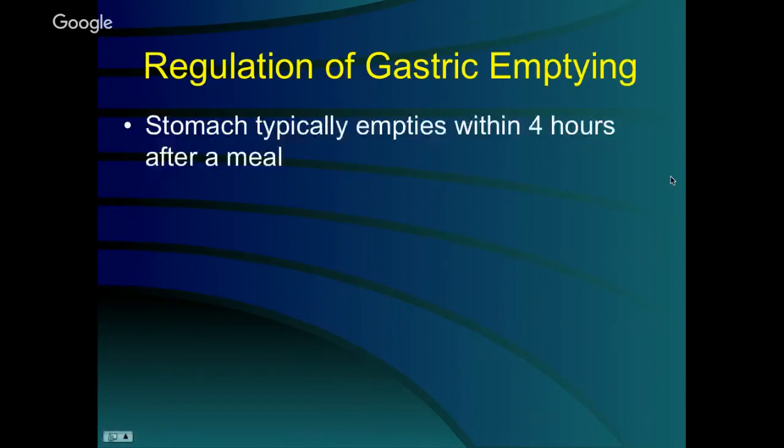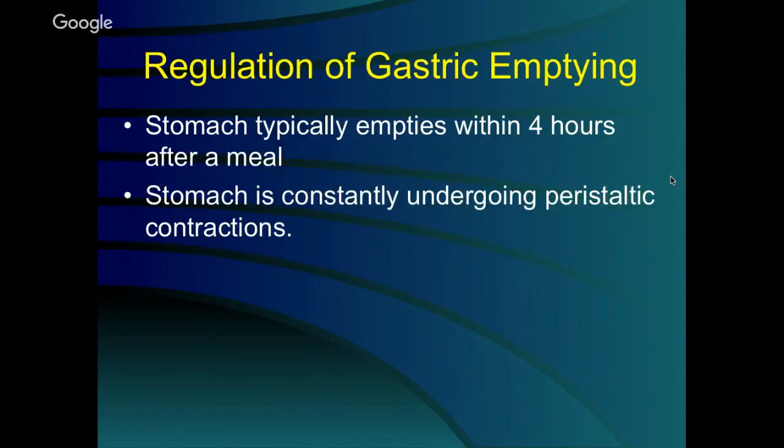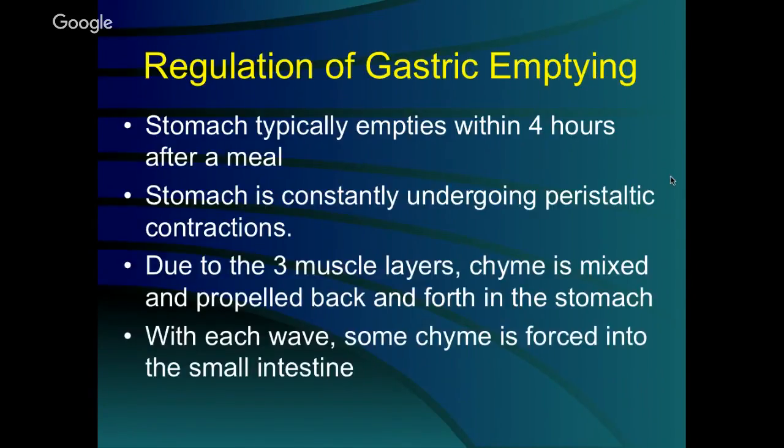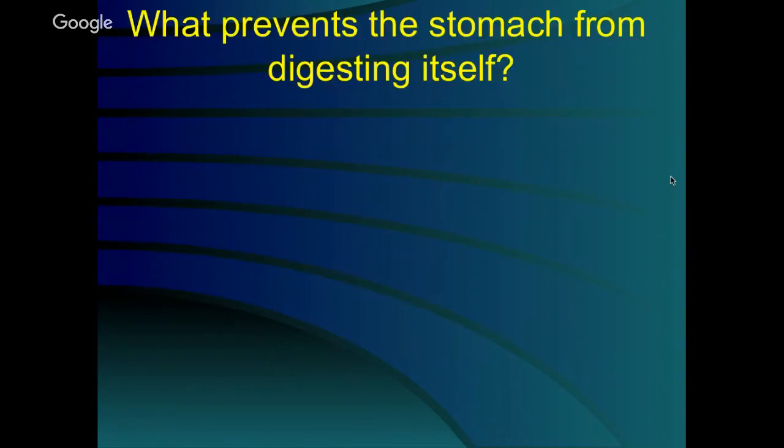This whole thing takes about 4 hours. So when you eat a meal, it typically takes about 4 hours for your stomach to do what it needs to do, and then for it to pass little by little all of its contents to the small intestine. The stomach is constantly undergoing contraction, so it's going to move a little bit of chyme with each wave of contraction as long as it can get through the pyloric sphincter.